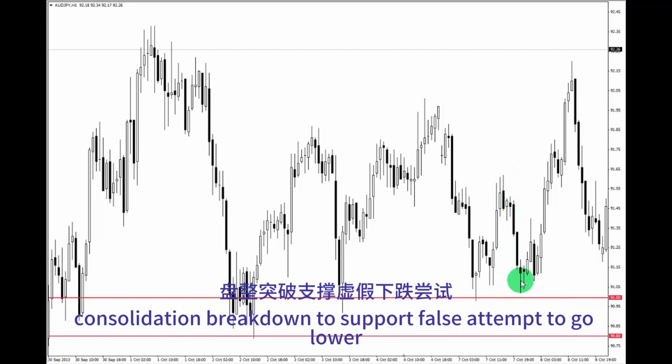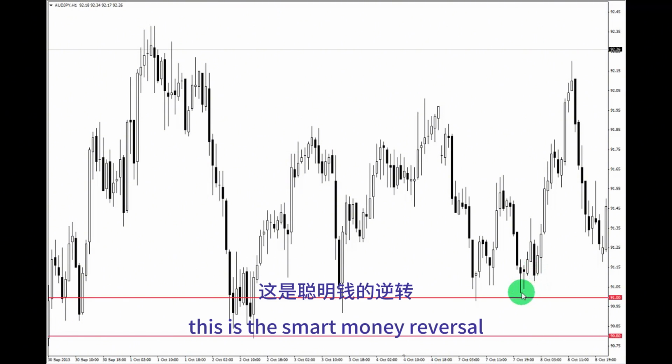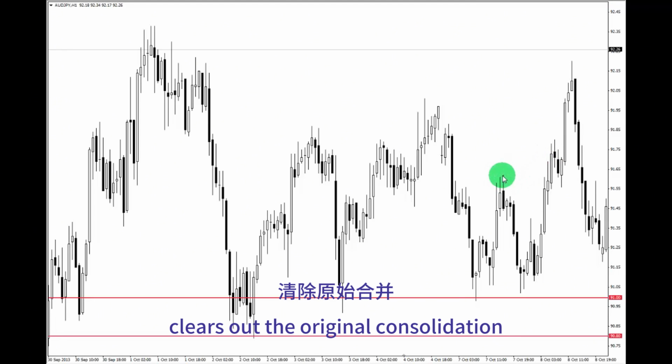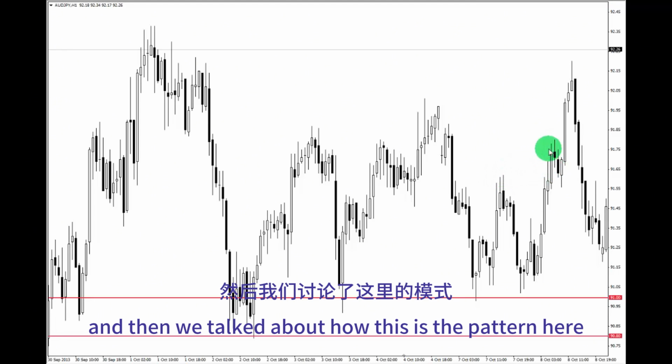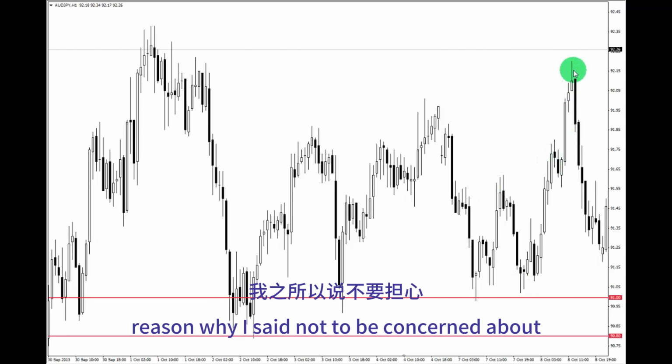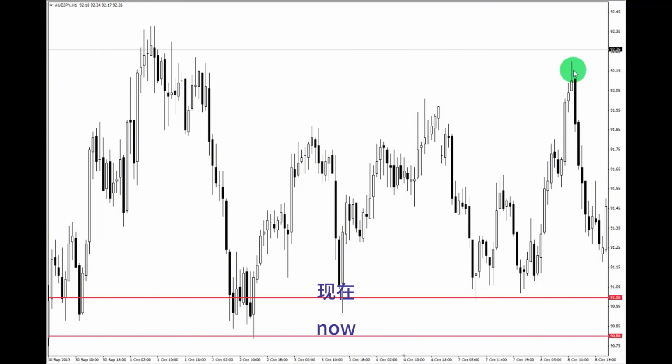Consolidation, breakdown to support, false attempt to go lower. This is the smart money reversal. This is your low risk buy. It comes back up, clears out the original consolidation, and then we talked about how this is the pattern here and not to be concerned about this here. The reason why I said not to be concerned about it, because we're talking about it in this volume now.